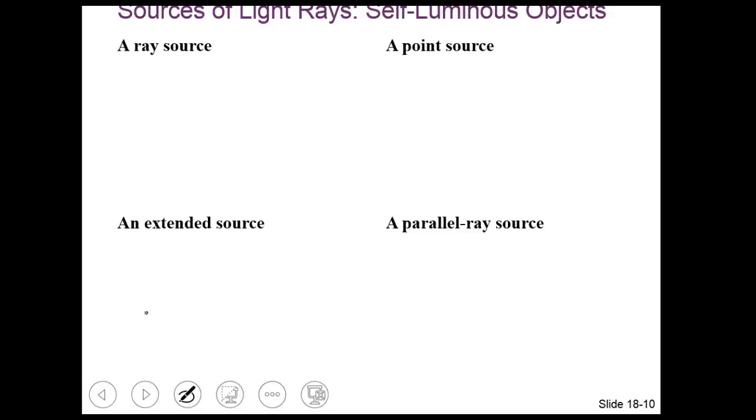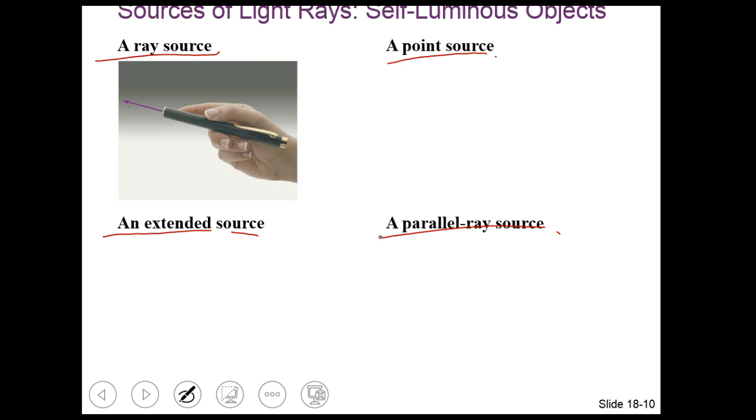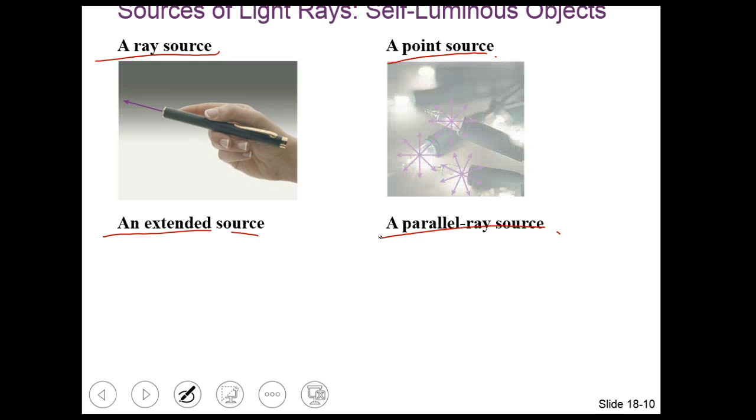So self-luminous objects can be 4 different kinds. There are ray sources, point sources, extended sources, and parallel ray sources. I'm not going to grill you about this, but I do want to go through them. Right? And so a ray source, a really great example, is a laser. It sends out a single beam, which actually has a lot of beams within it, but it's a pretty good approximation of just a single ray of light.